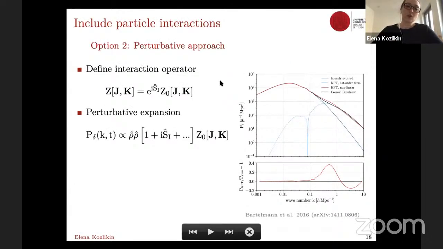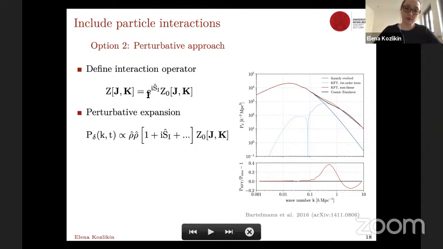Right. So another way to then get to the nonlinear power spectrum would be a perturbative approach. Here we can just rewrite the generating functional of KFT in the form where we have a free generating functional, meaning that it includes the inertial motion only. And then we have an exponential with an interaction operator, which is then suitably defined.